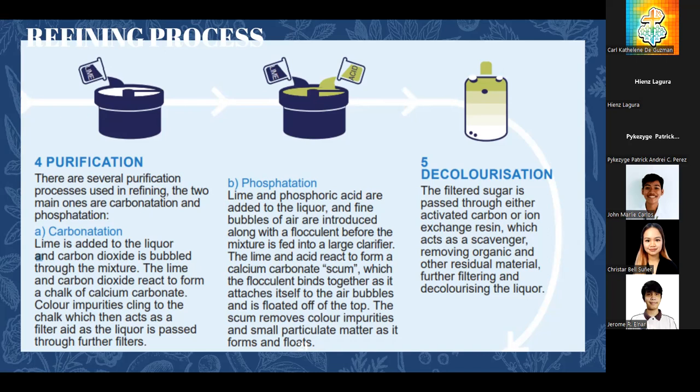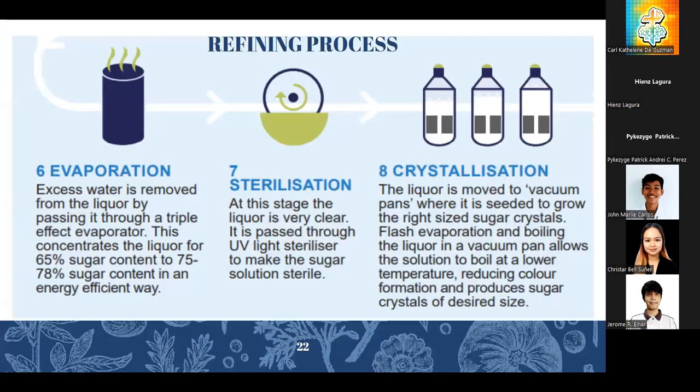Fifth process is decolorization. The filtered sugar is passed through either activated carbon or ion exchange resin, which acts as a scavenger, removing organic and other residual material, further filtering and decolorizing the liquor. Next process is evaporation. Excess water is removed from the liquor by passing it through a triple effect evaporator. This concentrates the liquor from 65% sugar content to 75 to 78% sugar content in an energy efficient way.